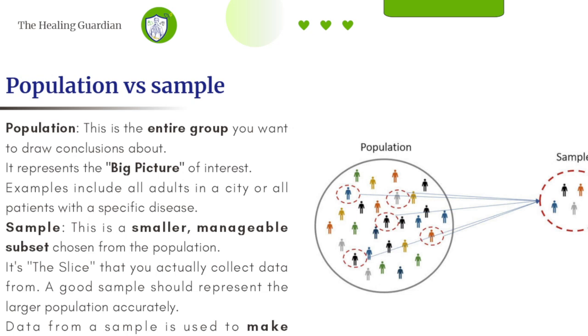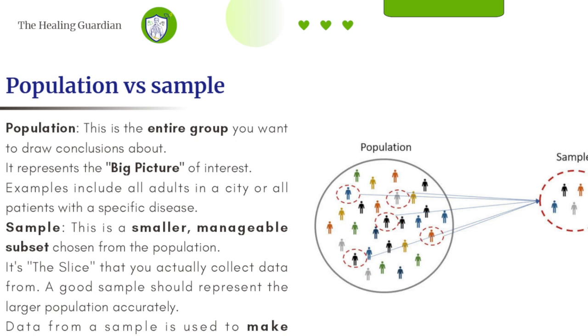The first concept begins with a population and a sample, because you are sampling from a population. The population is the entire group you want to draw conclusions about, what we call the target population. So it is your big picture of interest. Maybe you're interested in measuring, let me say, blood pressure among the women in Wakiso district. That is your population. But now you have to pick out samples out of that.